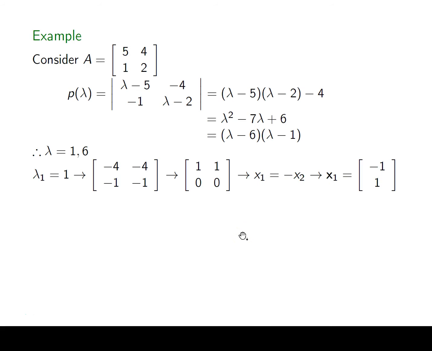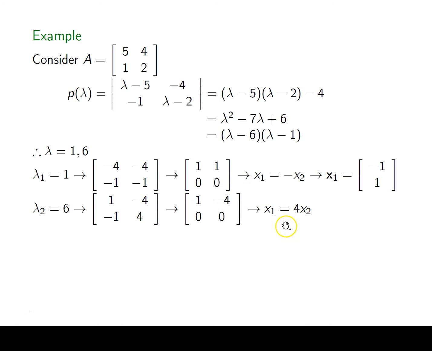We'll do the same thing with the next eigenvalue, lambda equals 6. So when I plug this in for lambda, I get the same thing. Again, one row is a multiple of the other row, right? This is just the negative of this row. So that'll give me 1, negative 4, because this one will go away and this goes on the other side. We're going to get x1 equals 4x2. So when x2 is 1, x1 is 4. So I should get 4 and 1 as my eigenvector. So those are my eigenvectors.